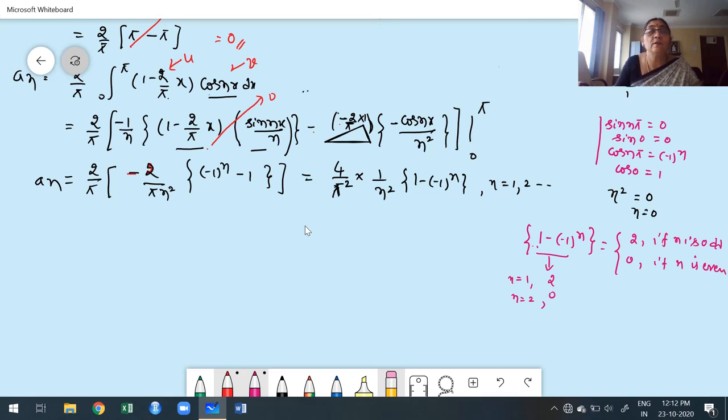Now this an can also be written as only two cases. In the odd case, what do we get? 2 times the entire flower bracket: 4 2s are 8, so 8 by pi square n square. We get a very simple form if n is odd. Otherwise the flower bracket is 0, so the entire product must be 0 if n is even. Okay, thank you.